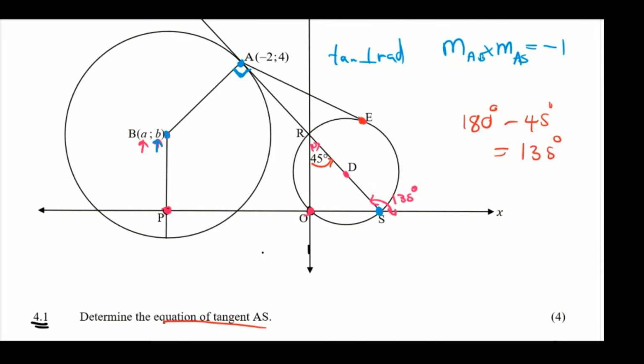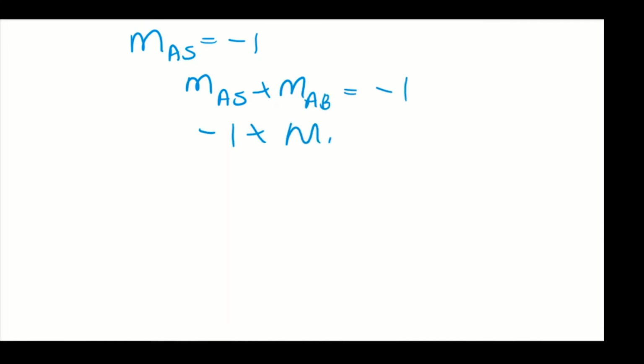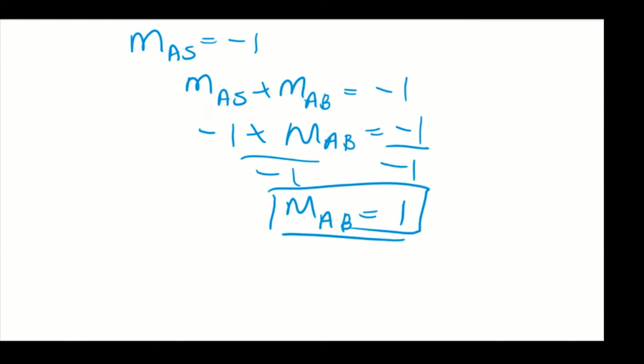And we already know the gradient of AS. We calculated it in a previous question, and we found it to be equal to -1, right? So we know m of AS multiplied by m of AB is equal to -1. So -1 times m of AB equals -1. You divide by -1, divide by -1, and m of AB is equal to 1. So now we know the gradient of AB.